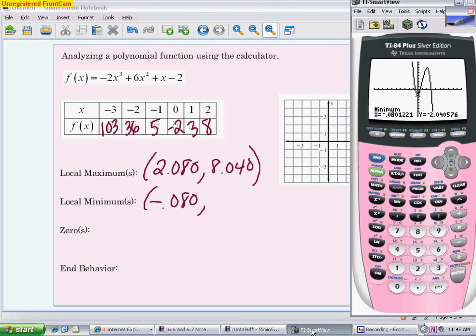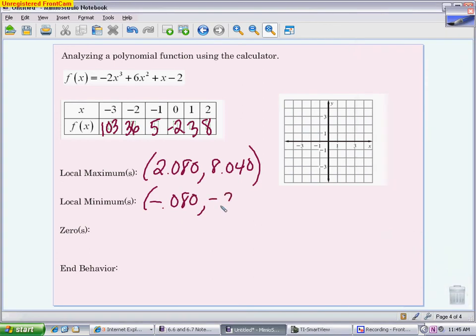And my y coordinate of my minimum, -2.040. Again, I have a full coordinate. I know exactly where that point is, so you need to get in the habit of writing both the x and the y. They are both very important to your answer.